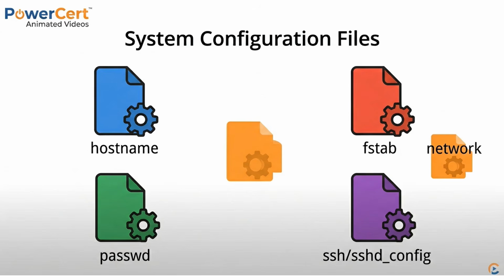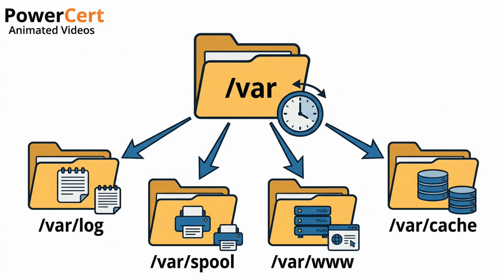/etc is where all the system configuration files live. Think of it as the settings folder for your entire operating system. Things like your network settings, hostname, list of users, password policies, they're all stored here as plain text files. When you install software, it often drops its config file into /etc as well. It's one of the most important directories for system administrators.